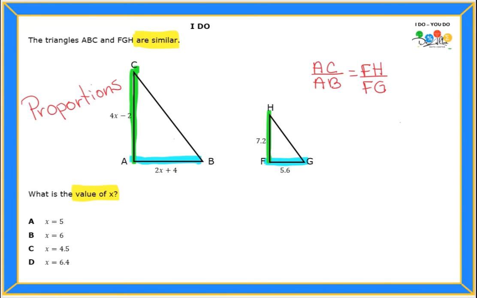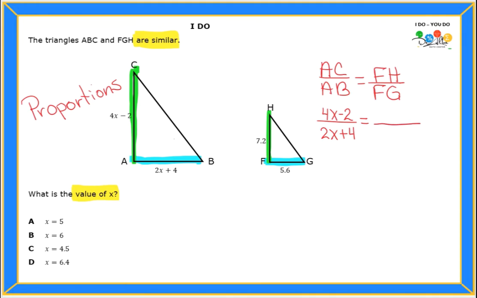So what I'm going to do next is replace values here. For example, AC is represented with the expression 4x minus 2, so it goes on my numerator. AB is 2x plus 4, so I'm going to write it down as the denominator. On the other side of the equation, FH is represented with 7.2, and FG is represented with 5.6. So now I've set up my proportion.